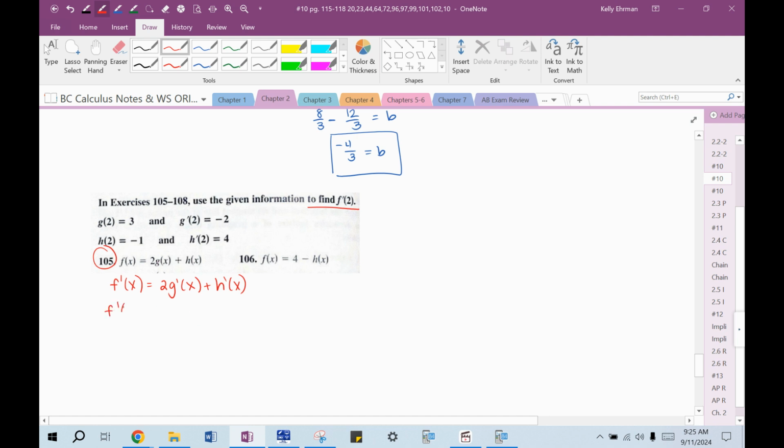And we're supposed to find f prime of 2, so that would mean 2 times g prime of 2 plus h prime of 2. And if this is a free response question, which it often is part of one, you've got to show this work. Don't just do everything in your head and give an answer. You usually get credit for this line, and then you're doing the rest of the work here. So 2 times g prime of 2 is negative 2 plus h prime of 2, which is 4. Negative 4 plus 4 tells me that f prime of 2 is equal to 0.